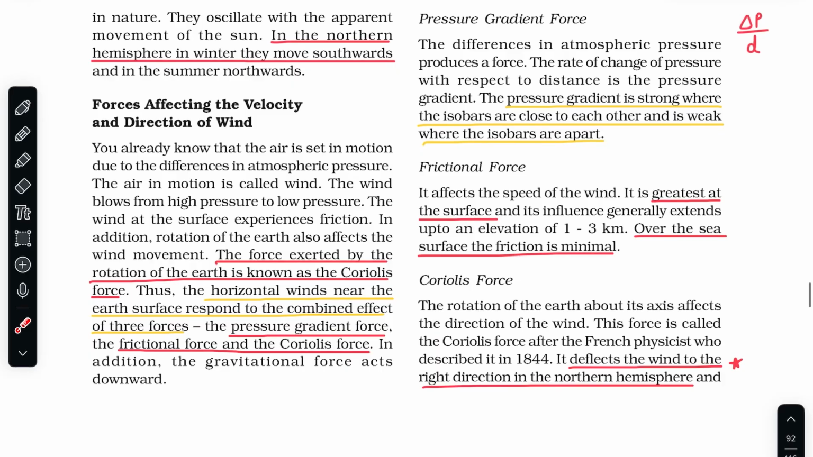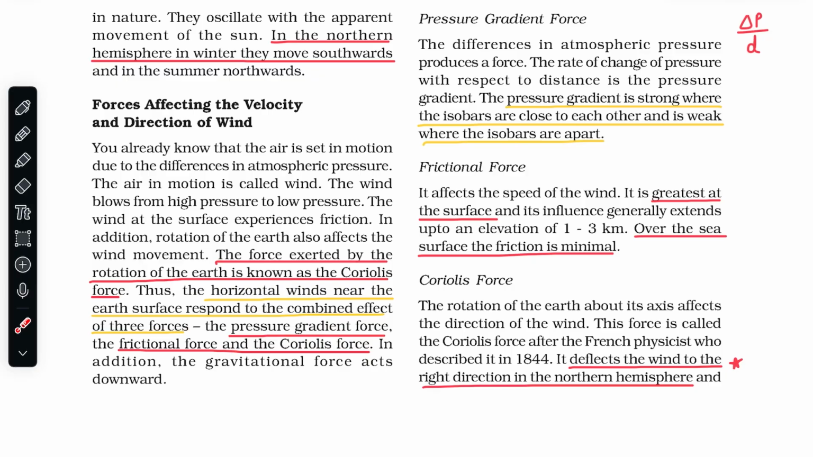The forces affecting the velocity and direction of the wind. The air in motion is called wind. The wind blows from high pressure to low pressure. The wind at the surface experiences friction. In addition, the rotation of the earth also affects the wind movements. The force exerted by the rotation of the earth is known as the Coriolis force. Thus, the horizontal winds near the earth's surface respond to the combined effect of three major forces, which are pressure gradient force, frictional force, and the Coriolis force.